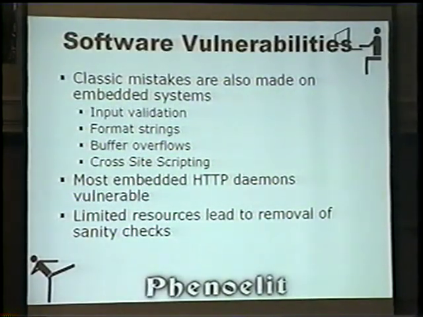Software vulnerabilities. Now, let's go to discussing the classic mistakes. The classic mistakes are also made in embedded systems, because embedded systems developers are not any brighter or smarter than any other developers. They just got smaller devices. So we have input validation issues, format string, buffer overflow, even cross-site scripting. The HP printers, for example, have cross-site scripting vulnerabilities all over the place. You can store JavaScript code on that. Next time the administrator tries to access it, he gets like 500 windows.